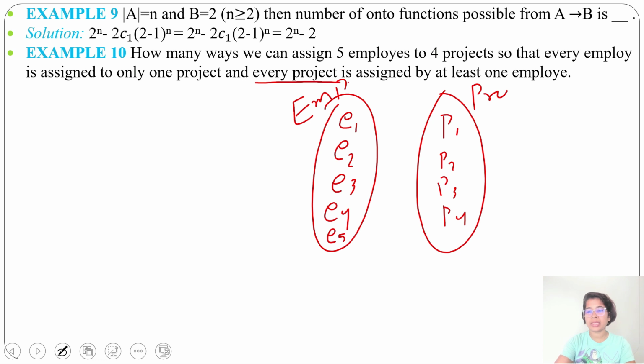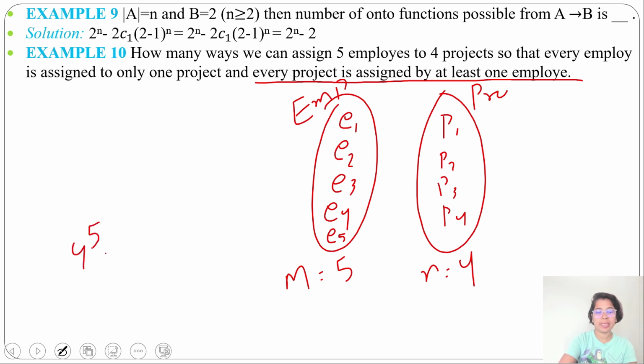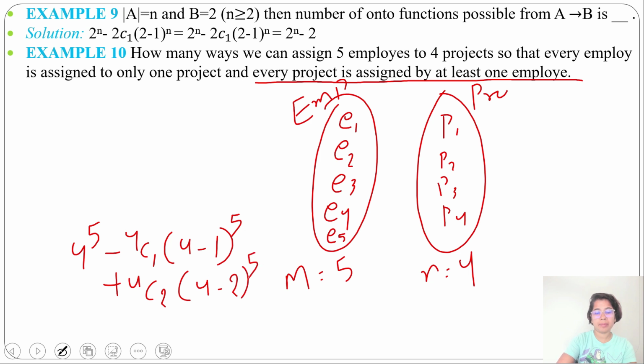Here it's written every project is assigned by at least one employee, which means a project can be assigned to multiple employees. So it's an onto function, and it is asking how many onto functions are possible from the employee set to the project set. So here m equals 5 and n equals 4. Now substitute in the formula. So n power m, it will be 4 power 5, minus 4c1 times (4 minus 1) power 5, plus 4c2 times (4 minus 2) power 5, minus 4c3 times (4 minus 3) power 5. Now solve this.